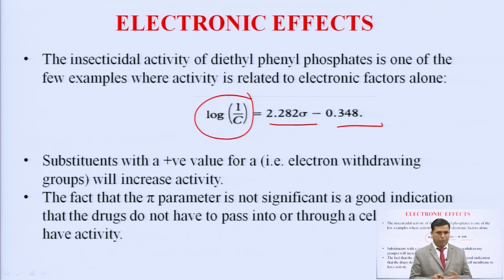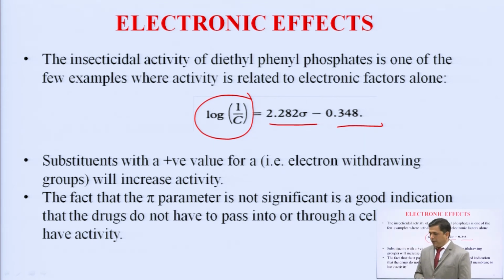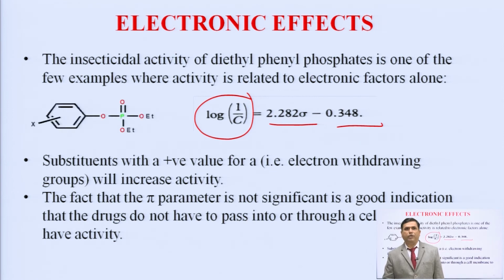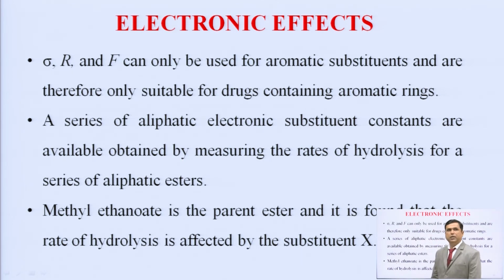Now, the problem here is how we can choose the sigma values. Already, various types of literature are available from which we can choose the sigma values on the basis of our requirement. The electronic effects sigma, R and F can only be used for aromatic substituents, and are therefore only suitable for drugs containing an aromatic ring.